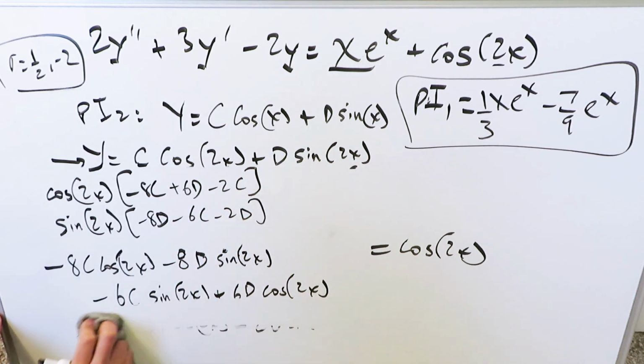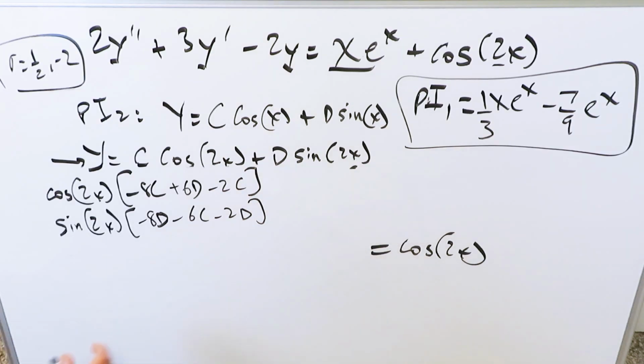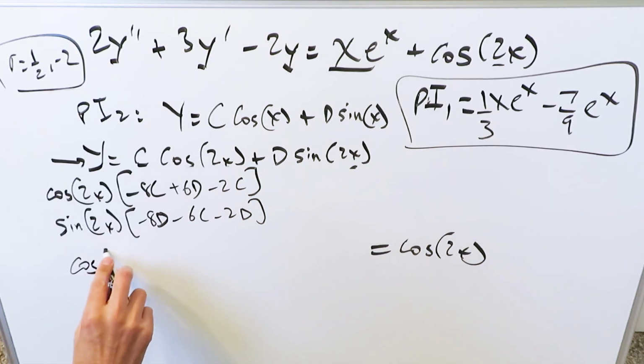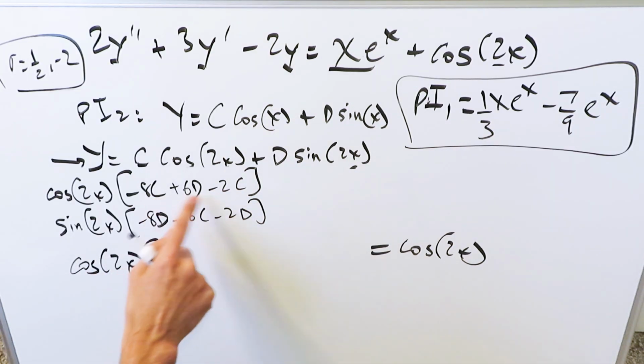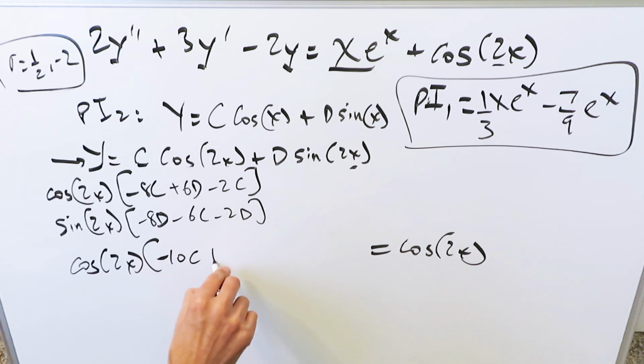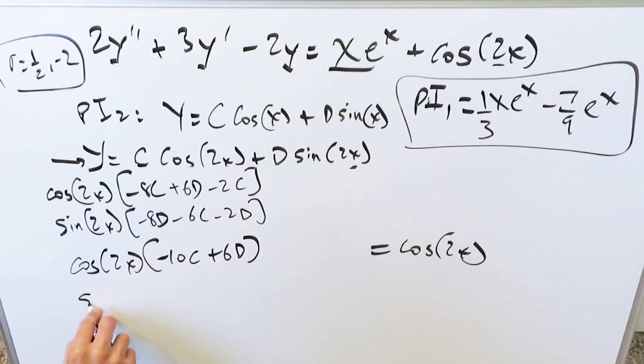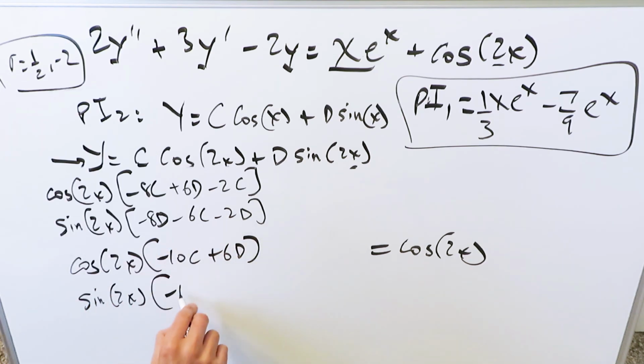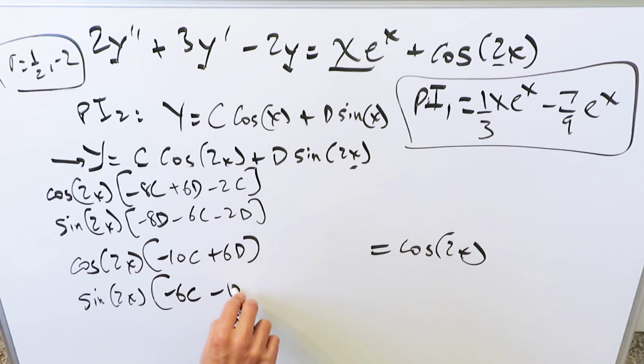I'm erasing all of this because I know everything is good and I need space. I have over here, after I simplified cosine 2x, minus 8c minus 2c is a minus 10c plus 6d. Then I have a sine 2x. This right here is systems of linear equations. I have here a minus 6c and then a minus 10d. That's what I have. How do I know what they equal?